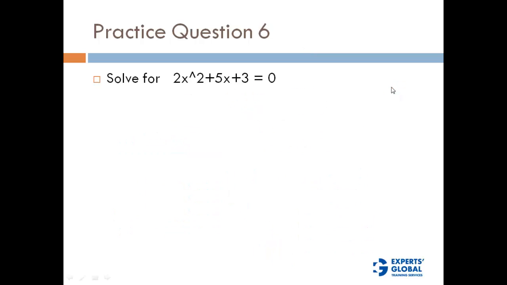Let's look at this question. You can pause the video and see if you can solve this. Okay, so let's compare that with the standard form of a quadratic equation, ax square plus bx plus c. We get that a is equal to 2, b is equal to 5 and c is equal to 3. And we can use the factorization method for this.